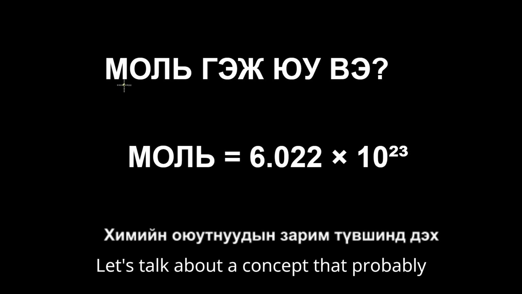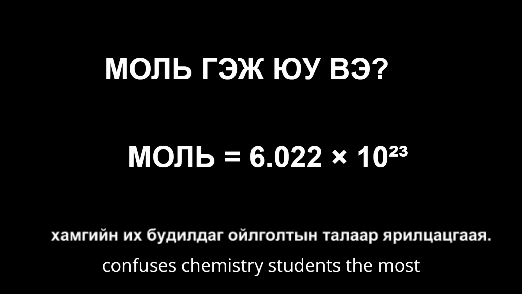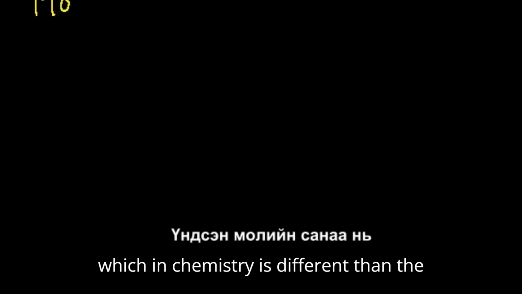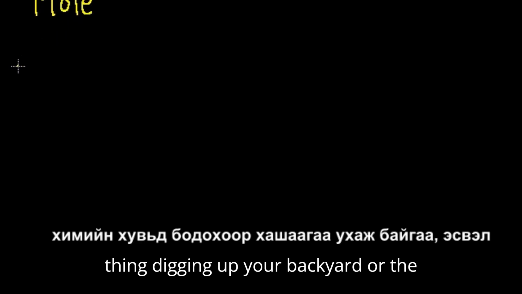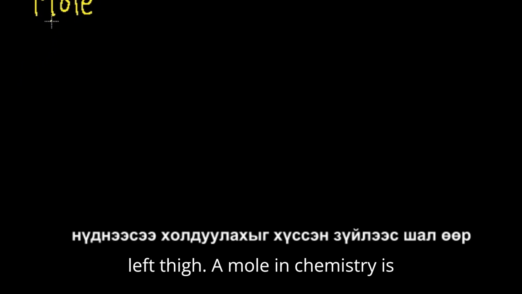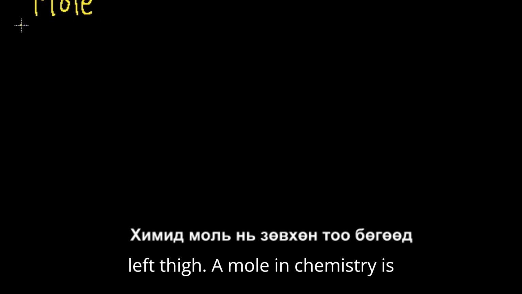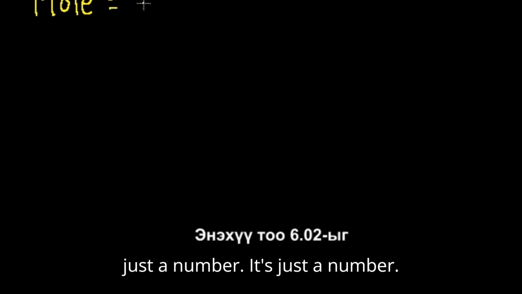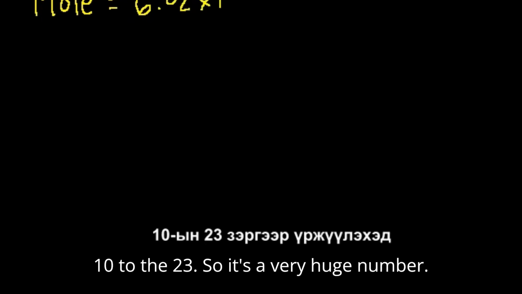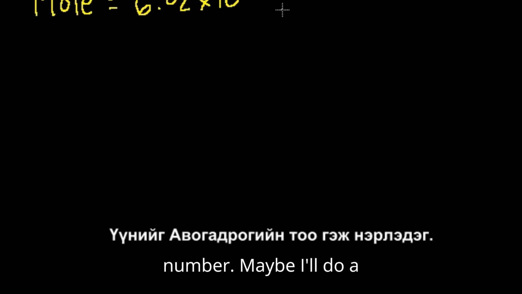Let's talk about a concept that probably confuses chemistry students the most on some level. But on some level, it's also one of the simplest concepts, and that's the idea of a mole, which in chemistry is different than the thing digging up your backyard or the thing you want to get removed from your left thigh. A mole in chemistry is just a number. It's just a number, and the number is 6.02 times 10 to the 23. So it's a very huge number, and this is also called Avogadro's number.